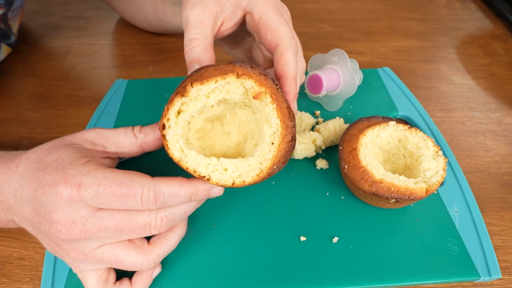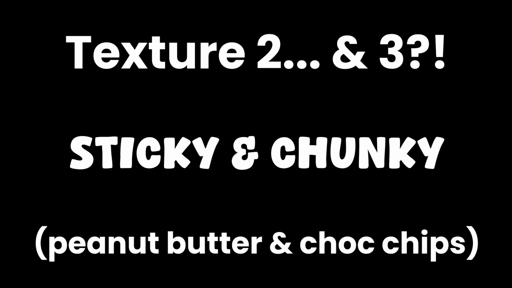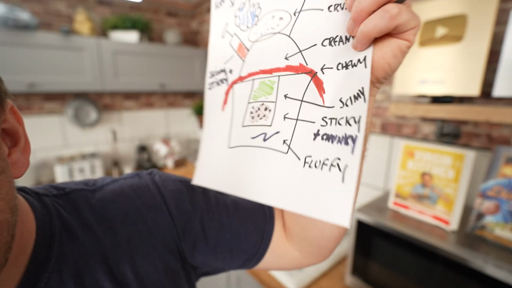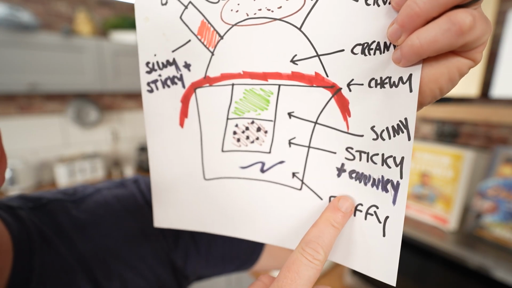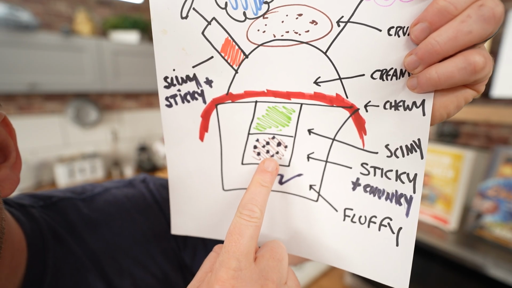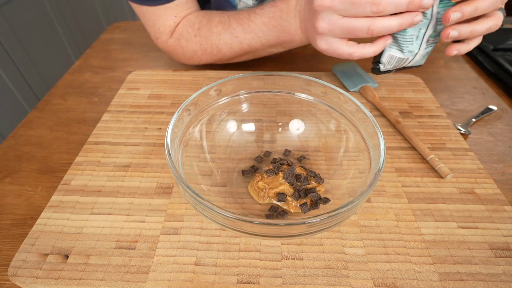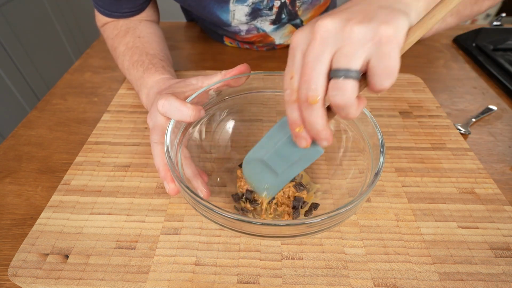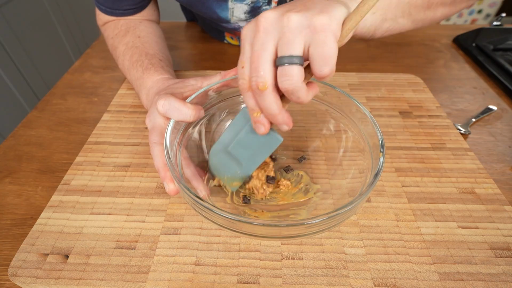All right, texture 2. Yes, next layer is sticky, but I've just added in chunky, and those chunks are chocolate chip chunks. So I went for peanut butter because that does get sort of stuck to the roof of your mouth. That with some chocolate chunks is going in. It's actually chunky peanut butter too, so I don't really need the chocolate chips, but I just kind of wanted to have its own separate flavor and texture as well.